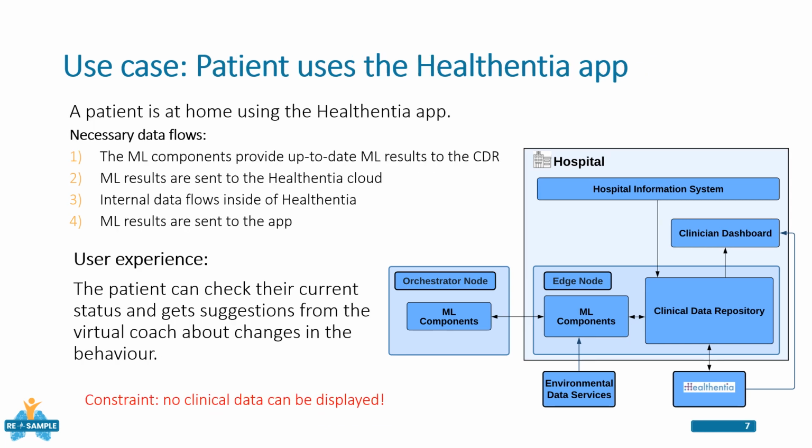The second and last use case is the scenario of a patient using the Healthentsia app at home. Again, which data flows are necessary to make this work? First, the machine learning components provide up-to-date machine learning results to the clinical data repository, working together with the orchestrator. Then the predictions are sent to the Healthentsia cloud. Inside of Healthentsia, there are some data flows that we do not go into detail here. And finally, the predictions are sent to the Healthentsia app displayed to the patient.